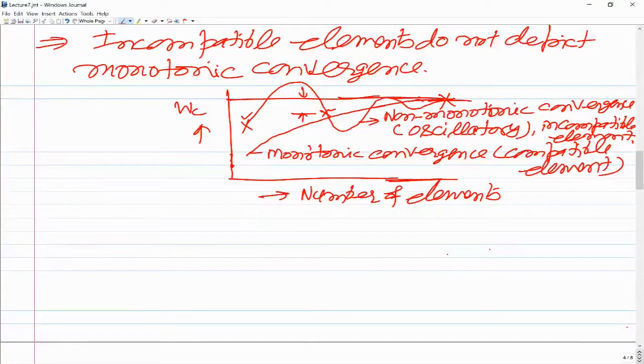This oscillation has been considered by taking different numbers of elements, right? Yeah, one study we are doing with different numbers of elements. The x-axis is the number of elements, as you see here.